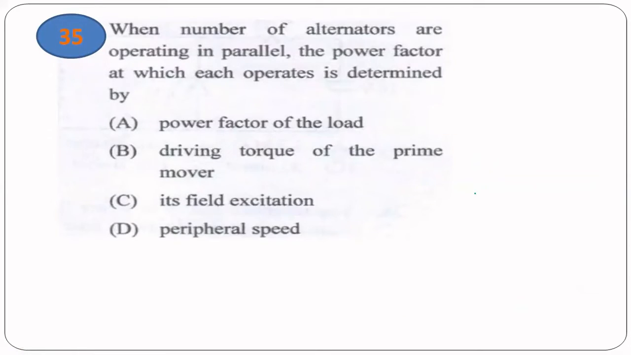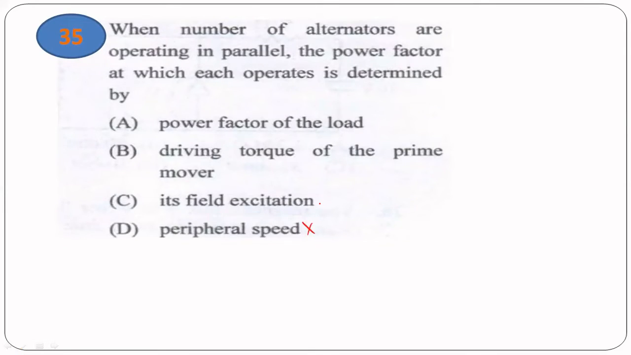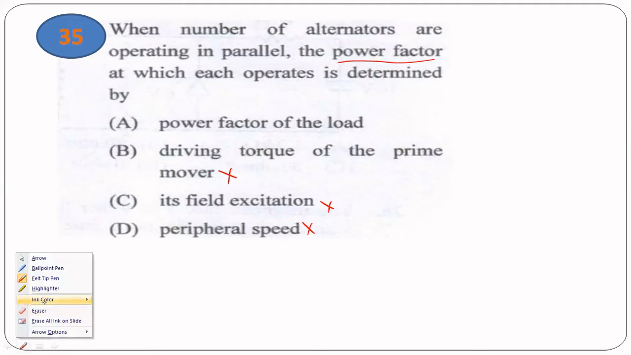So when a number of alternators are connected and operating in parallel, the power factor at which each of the alternators operates is determined by what? See here, it does not have any relationship with speed, excitation and driving power, because it has been clearly mentioned that it is the power factor at which each of the alternators operates.